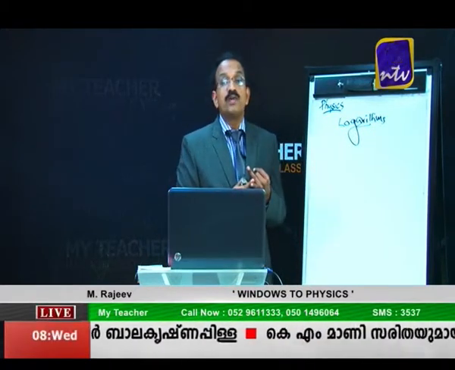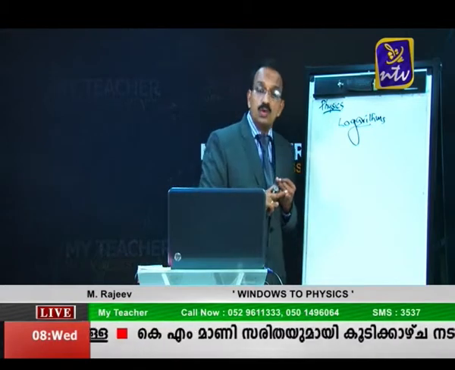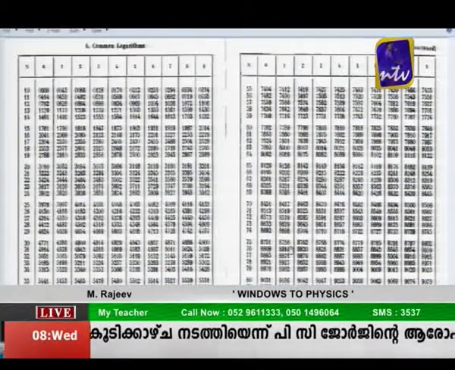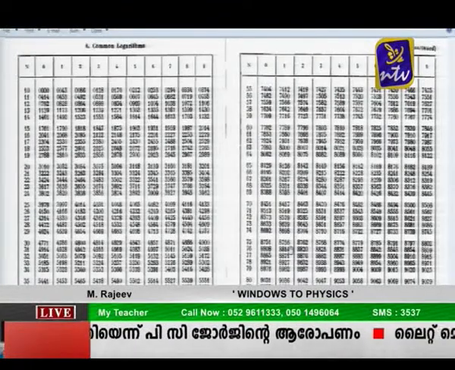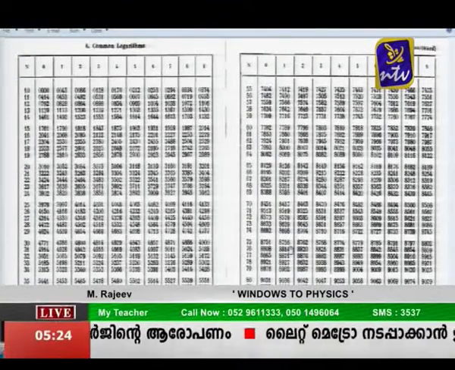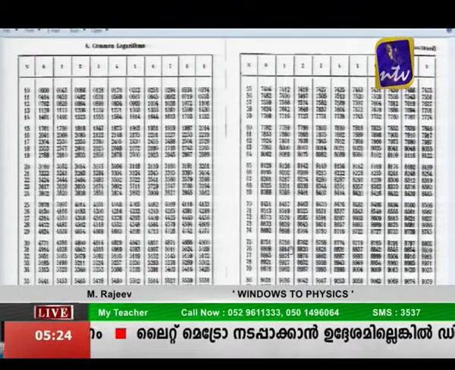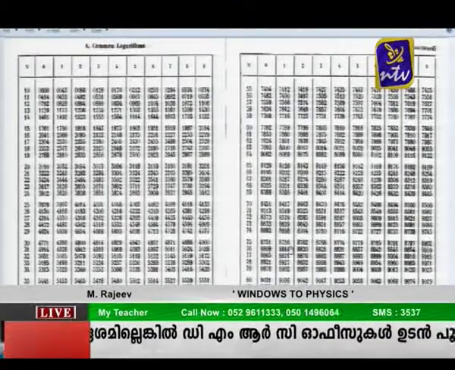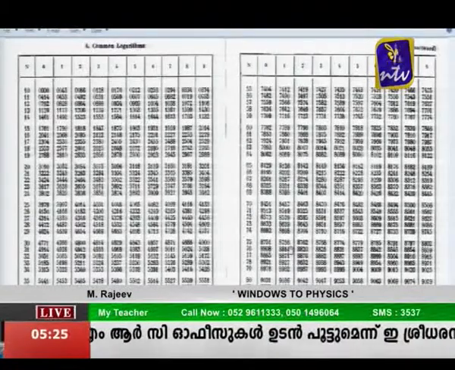Logarithms, you should have a clear picture. How to solve logarithms? In the CBSE syllabus, you are supposed to use a logarithm table for the calculation purpose. Okay, so logarithms is one area. Another area is about conversion factors. Conversion is another area where you may go wrong.